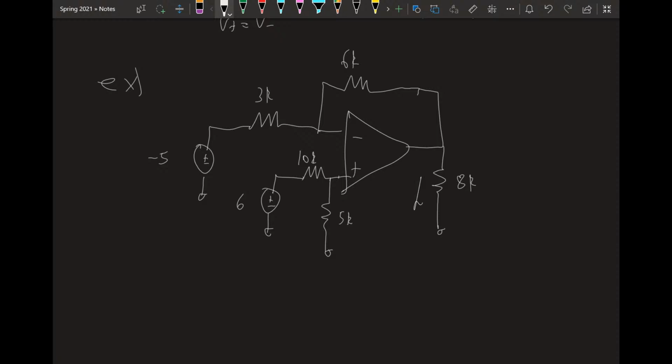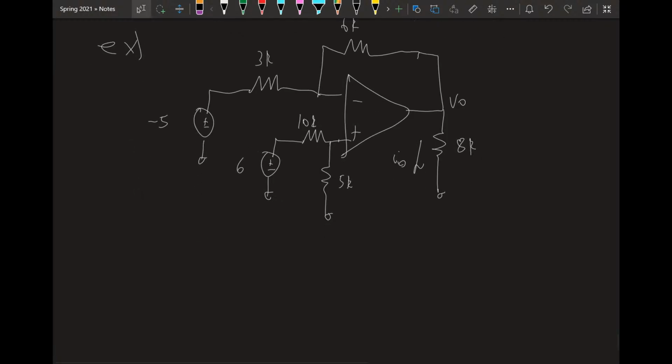We want to find I naught. Basically, you want to find V out first, and then we can find I naught. So the first thing we want to do is use the golden rules. For the golden rules, the current entering. Let's write node voltage equations for our terminals, our positive and negative terminals.